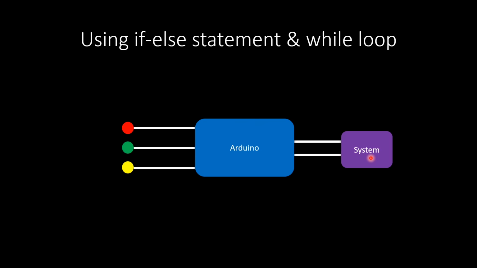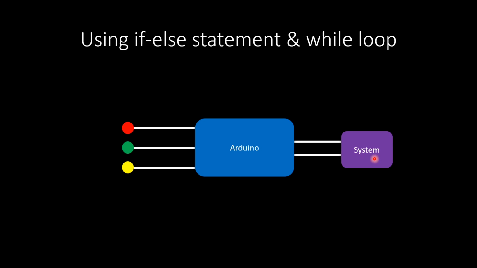Let's take an example of a potentiometer, right? Like I mentioned before, if the value is greater than 500, I want to turn these LEDs on, and if that value is less than 500, I want to keep these LEDs off. So for that particular application, I can use an if-else statement. Okay, so this is very possible.